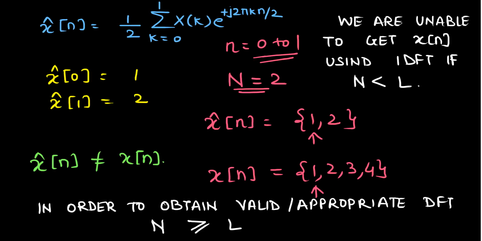Moreover, if we observe this condition, the value of N should be greater than or equal to the length of the signal. Now suppose the signal is of infinite duration, then how to choose the value of N? This means that the concept of DFT has a meaning only if we are considering a finite duration signal. We cannot calculate the DFT if the length of the signal is equal to infinity, or for an infinite duration signal the DFT has no meaning.